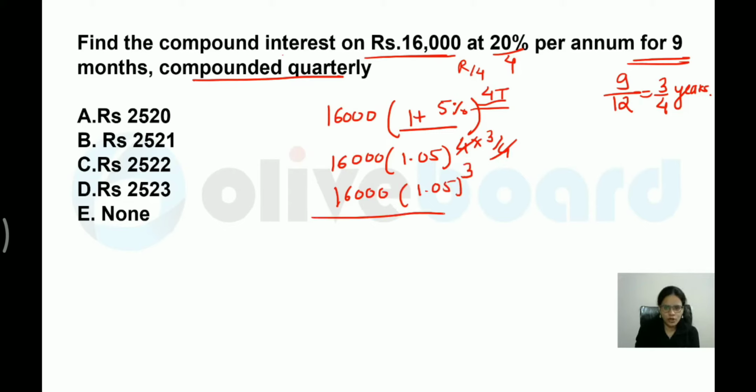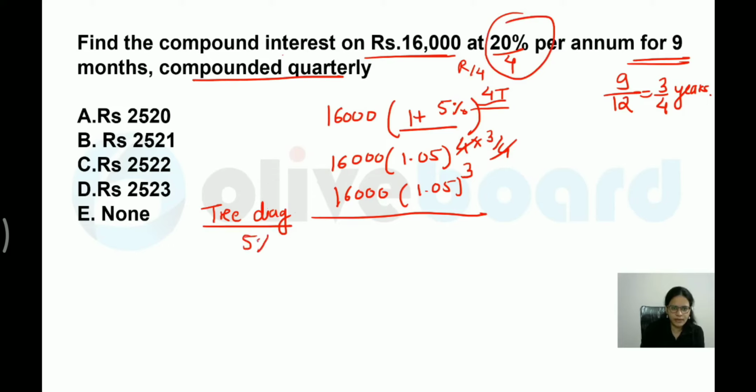Now if you do not want to do this calculation, you can try this by the tree diagram method as well. So how will you do this by tree diagram? Now if you observe over here, instead of 20%, your rate of interest will become 5% over here. Right? R by 4. And when you are saying 9 months, how many quarters would be there? 3 quarters would be there. That means I have to draw the diagram for 3 periods in this case. So that will also give you the same answer. If you want to avoid this calculation, you can try it by that method.